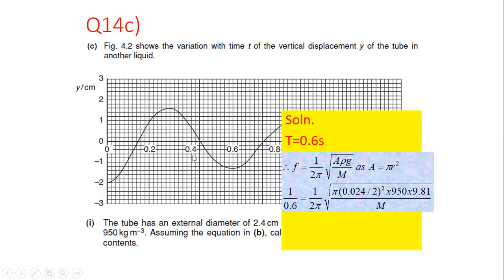Area of the tube. Think of it as a cylinder. So it's pi times the radius, diameter divided by 2. Centimeters, we change to meters. Divided by 2, square that. Density is given, that's your density given. Then g is 9.81. Then m is what you want to calculate. Just play around the formula. That's what you get for m.